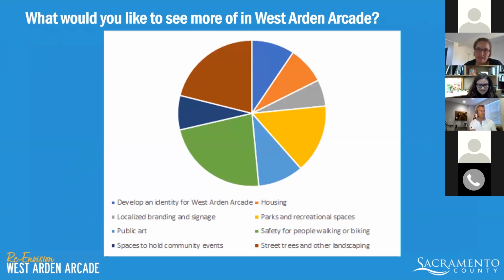Again, this isn't statistically valid at this point, it's just a quick snapshot. We're just 10 days into the survey, so there are no percentages that we're incorporating here, but a pie chart is an easy way to represent what people are looking for. Housing, people mentioned, parks and recreational spaces, safety for people walking or biking. A large part of the people who responded wanted to see that at the top. And street trees and other landscaping, again, a large part of the slice that they've mentioned. So again, just a snapshot of what we've heard.